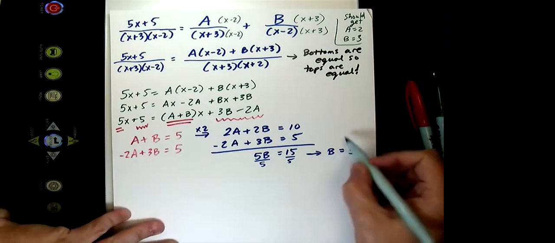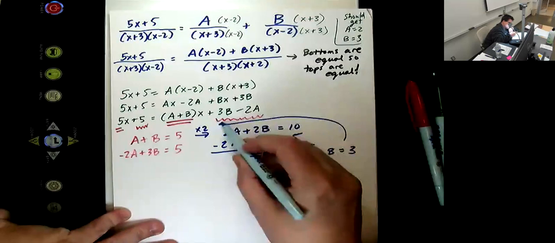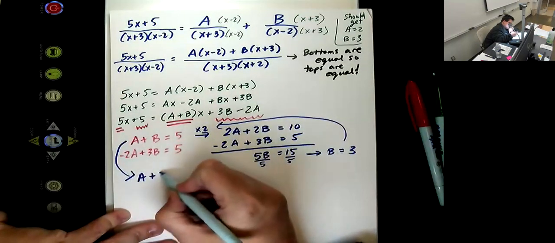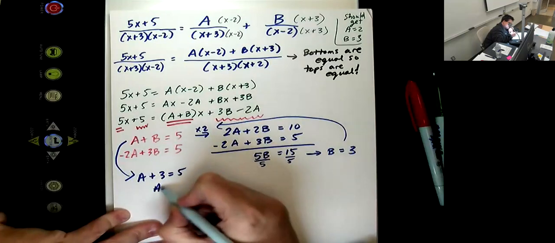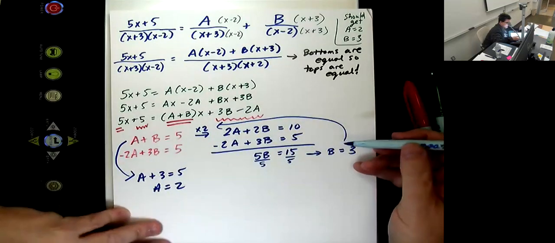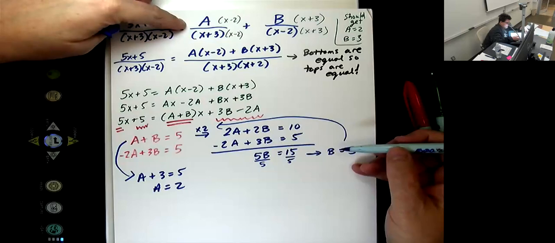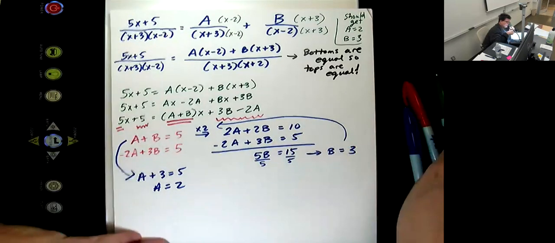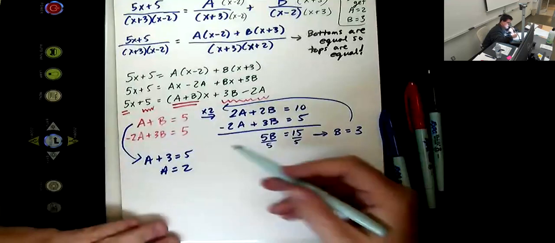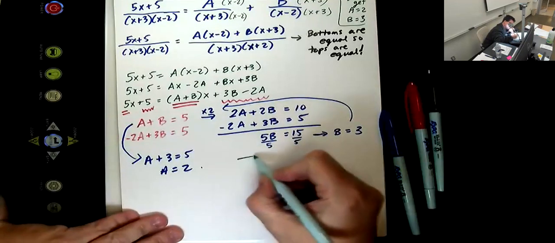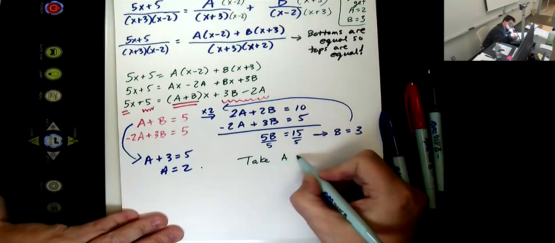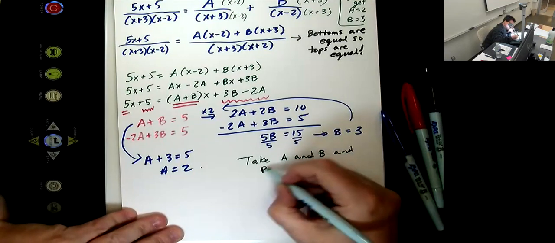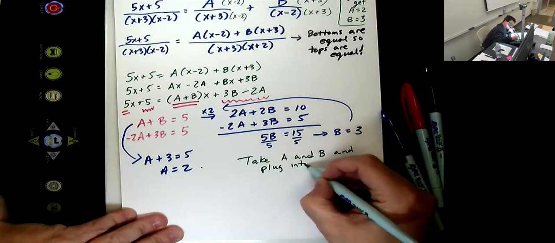And then I'll take that and plug it back into one of the original equations. If I do that, I've got a plus 3 equals 5, so a equals 2. Which is what I wanted above. And then I take a and b and plug into the fractions above.